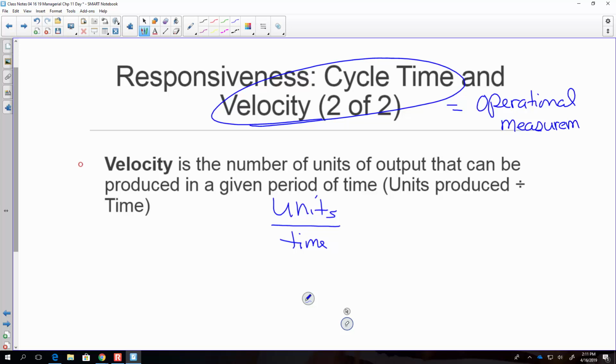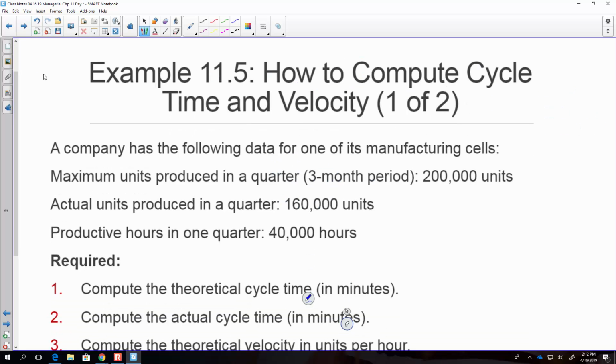And it can be a great measurement technique to see how we can maybe improve our operations, make them better, be able to produce more in a given period of time. And that's the goal here. Because if we can do that, we should be able to lower our cost per unit. So example 5 is our example for both measurements.